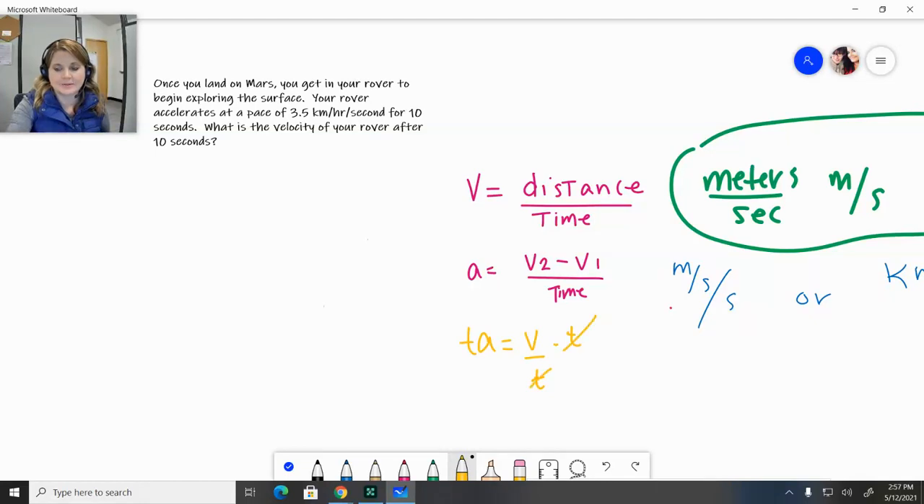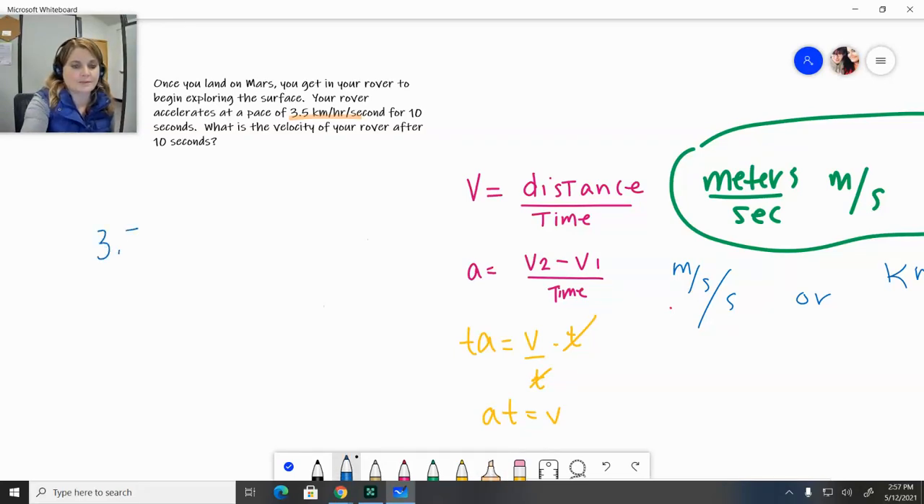It's going to cancel out over there. So we're going to say acceleration times time is equal to velocity. Okay, that's what we're going to use for our equation. So now we just got to figure out which ones are acceleration. So acceleration, it says 3.5 kilometers per hour per second. Let's write that one down.